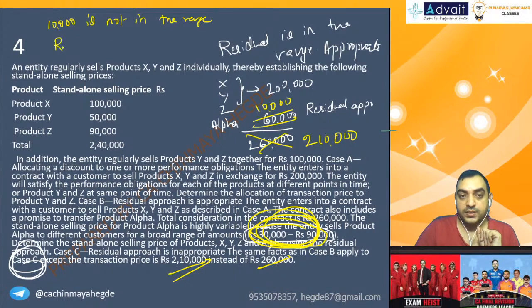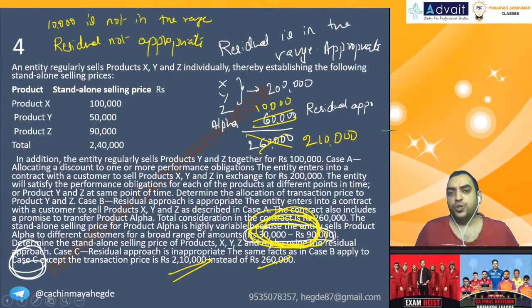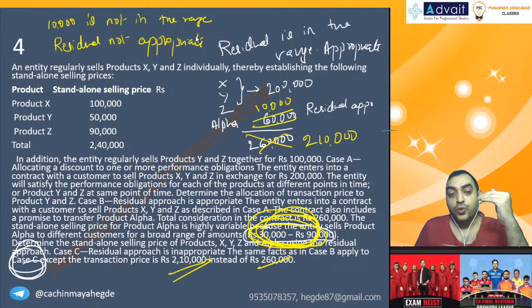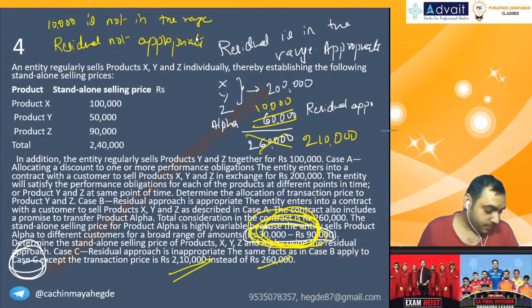So residual is not appropriate. Then what is appropriate in this case? That they should go for adjusted market assessment approach or cost plus profit approach. Some approach we don't know in this problem, but we just have to say residual approach in case C is not appropriate because the residual amount is not within the range. So that's how you analyze case A, case B and case C.